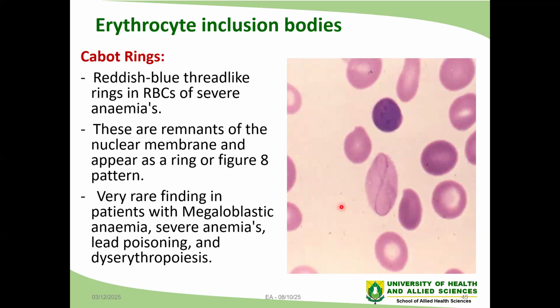It is something which is not common. Personally, I've never come across this Cabot ring in a blood film, but it's something that you might find in people with megaloblastic anemia or any other kind of severe anemia, and then also in lead poisoning, and in abnormal erythropoiesis, you may come across this Cabot ring.